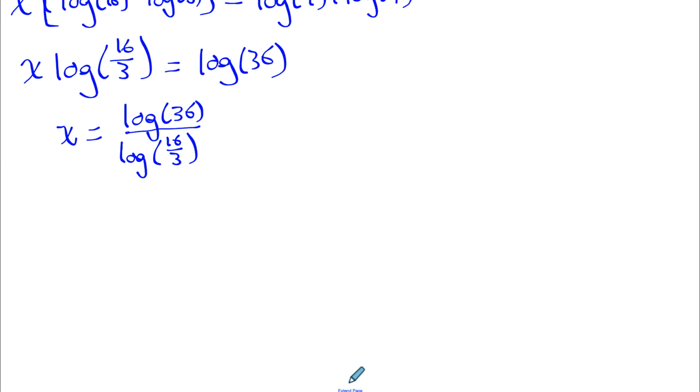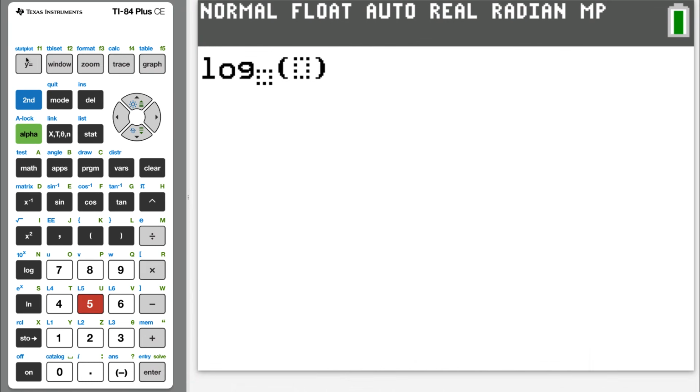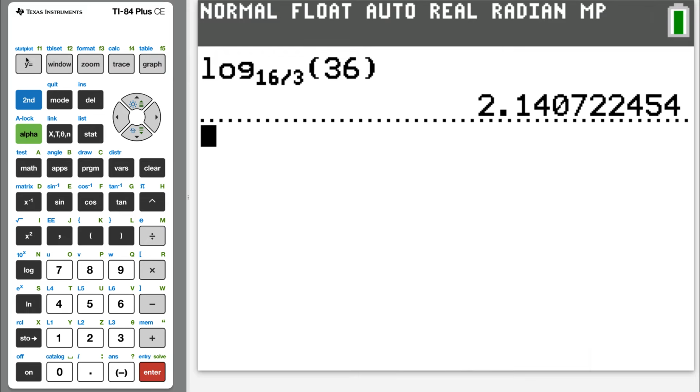And we could just type that in to get our approximate answer. But I could also rewrite those 2 logs as a single log if I use the change of base formula. I could rewrite those 2 as log base 16 over 3 of 36. And that would be an exact answer. If I want an approximate answer, I'll type that in. And my approximate answer would be about 2.14.